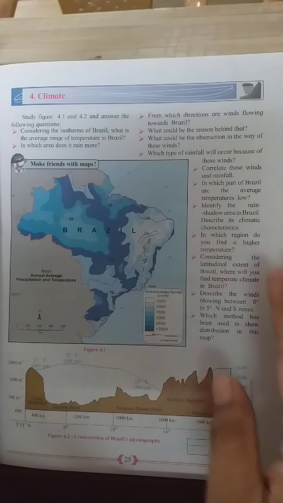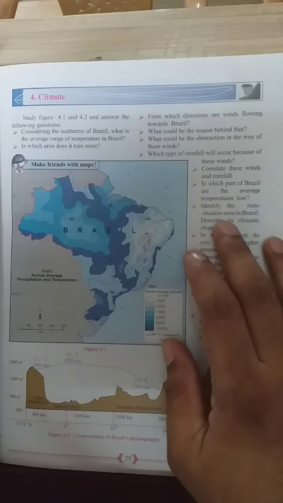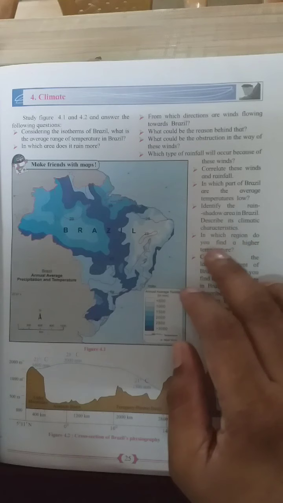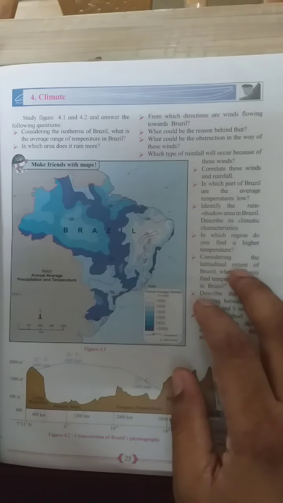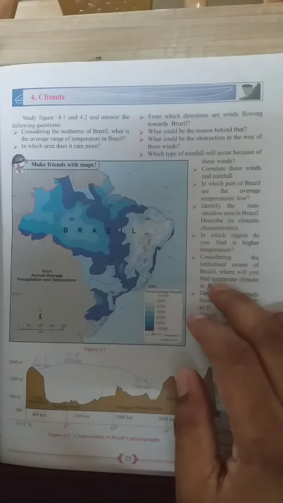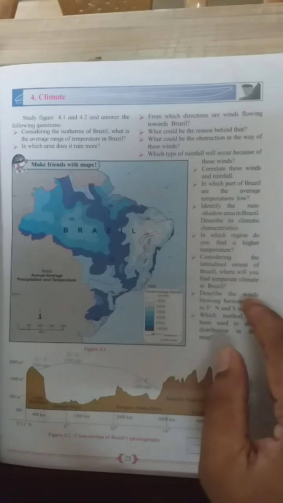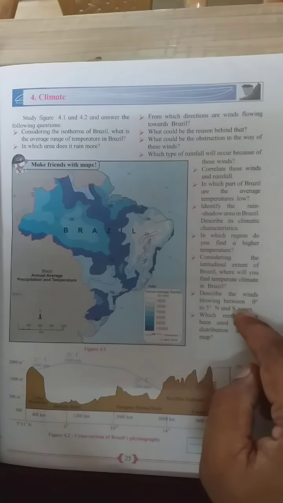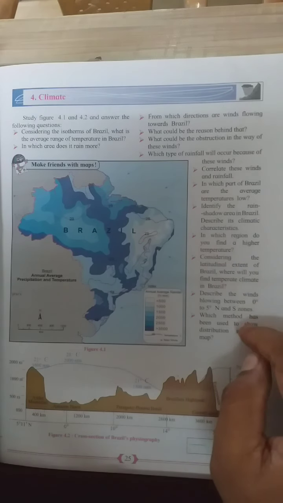In which part of Brazil is the average temperature low? Identify the rain shadow area in Brazil. Describe its climatic characteristics. In which region do you find a higher temperature? Considering the latitudinal extent of Brazil, where will you find temperate climate in Brazil? Describe the winds blowing between 0 degree to 5 degree north and south zones. You have to find that out.